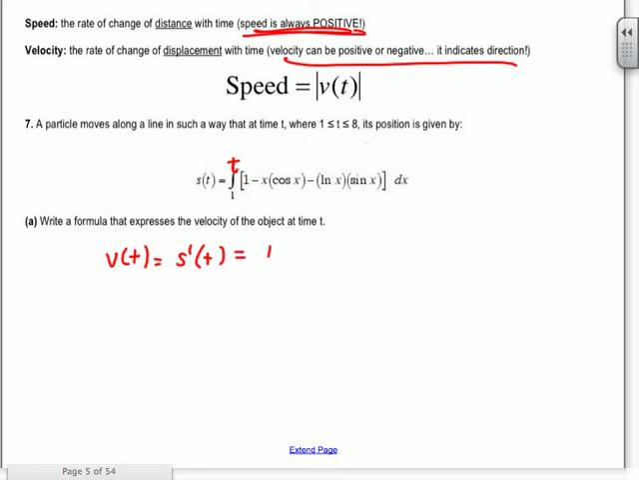So how do you take the derivative if you have a variable right there? You just plug it in, right? So you're going to have 1 minus t times cosine of t minus natural log of t times sine of t. If it had been t squared, you'd multiply that entire thing by 2t, the derivative of whatever it was. Okay, that's the velocity.